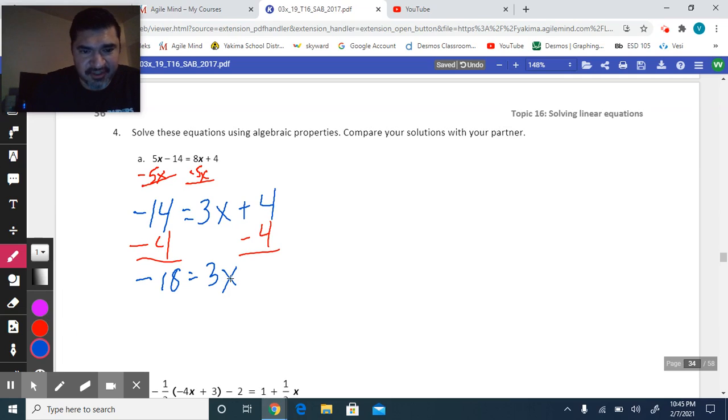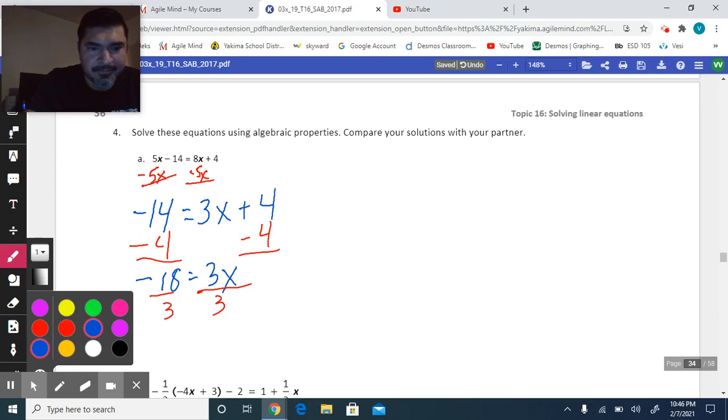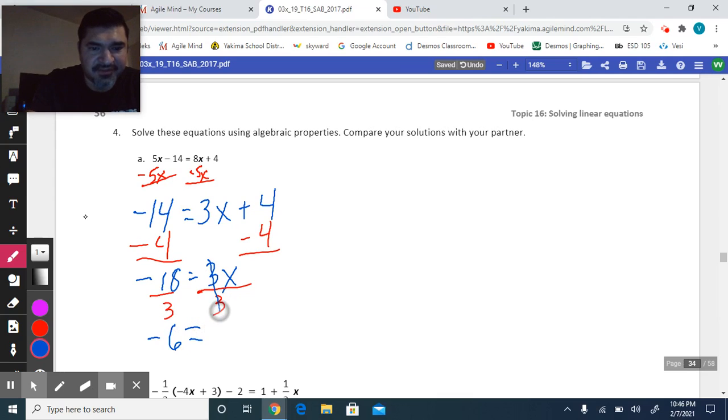Keep in mind, here's my variable. I need to get rid of multiply by 3. How do you get rid of multiply by 3? Well, we need to divide by 3. Okay, so negative 18 divided by 3 is negative 6, equals 3 divided by 3 is 1. 1 times x is x. So x equals negative 6.